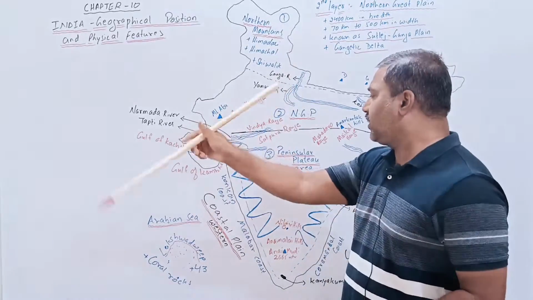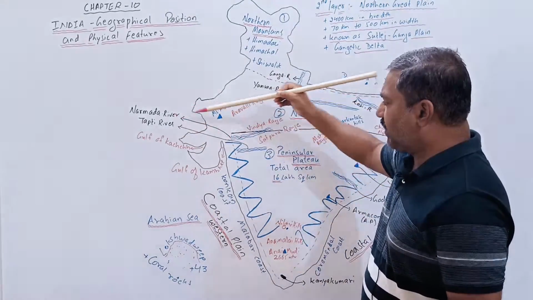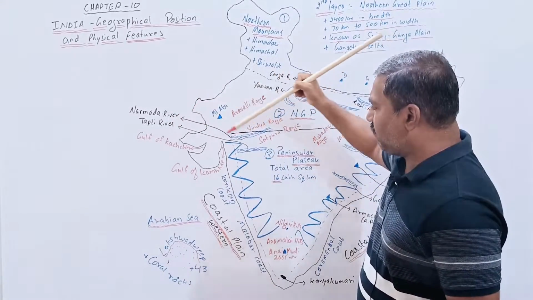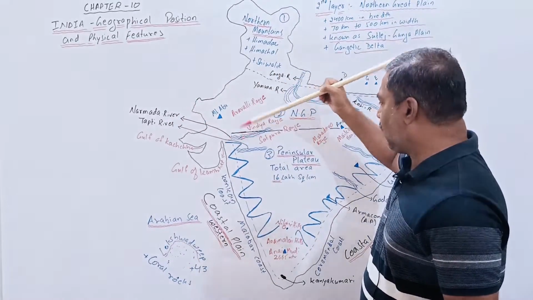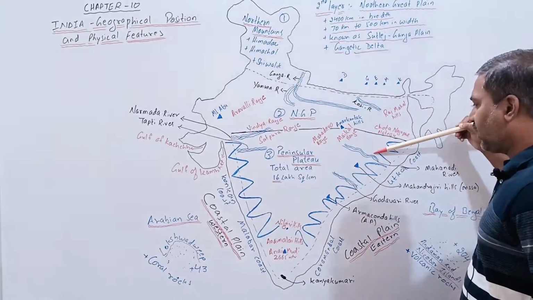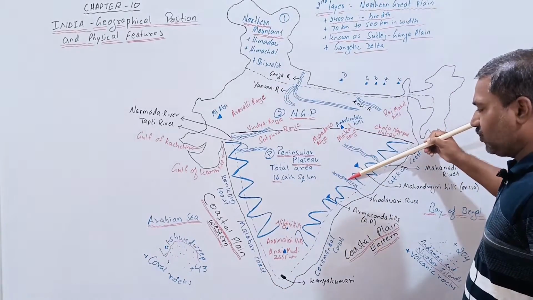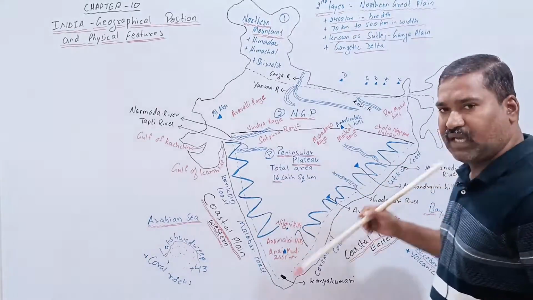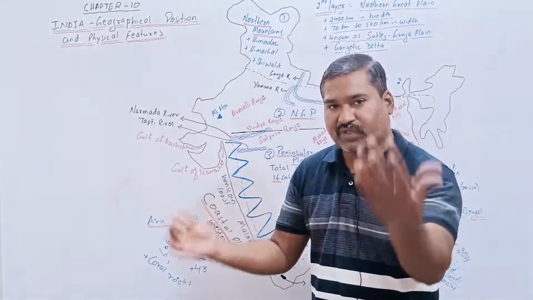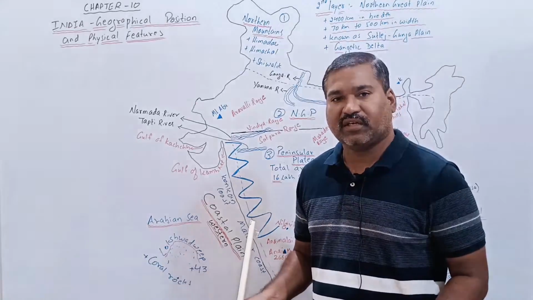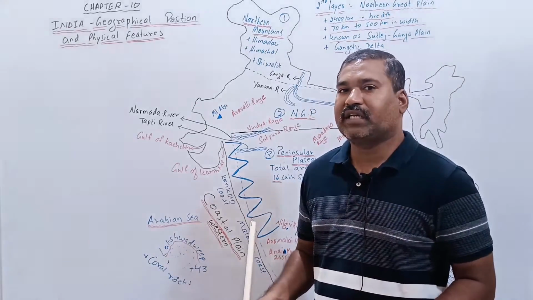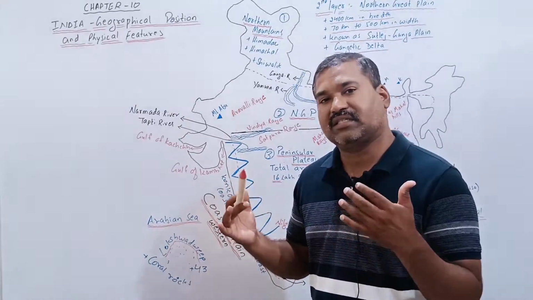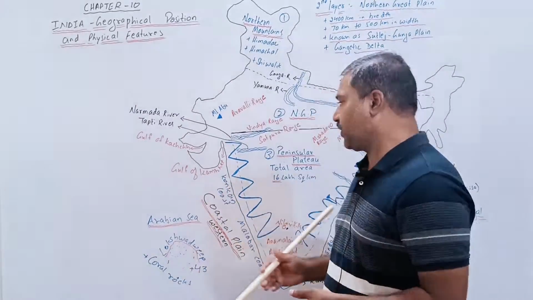Moreover, the Narmada river as well as the Tapi river. This side we have the Mahanadi river, here the Godavari river, the Krishna river, and the Kaveri river. Regarding rivers, in one more session I will come particularly to the number of rivers in the northern as well as the southern part of India. We will have a topic on that.